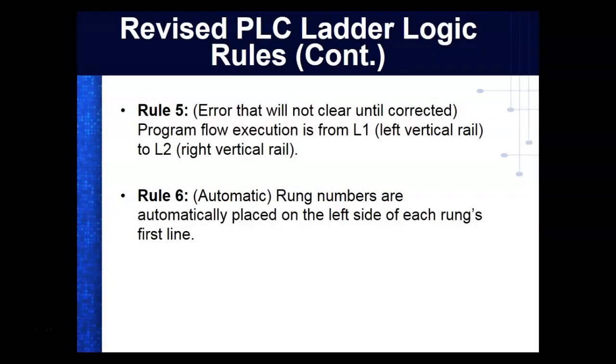Rule 5, error that will not clear until corrected. Program flow execution is from L1 toward L2. We can't make it run back toward L1. Rule 6, rung numbers are automatically placed on the left side of each rung's first line.